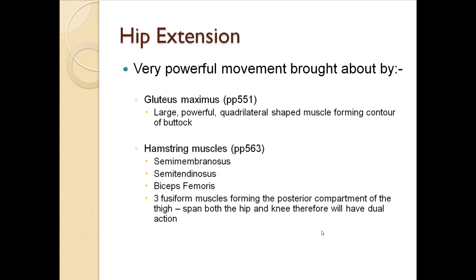The movement is then assisted by the hamstring muscles, semimembranosus, semitendinosus, and biceps femoris, all three of them being fusiform muscles that are found in the posterior compartment of the thigh. The primary action of the hamstring muscles is to produce knee flexion.